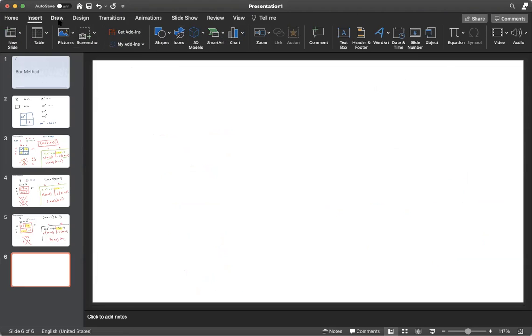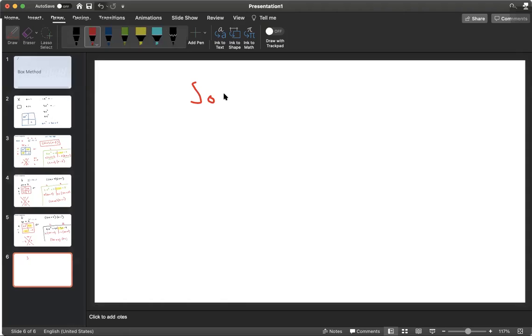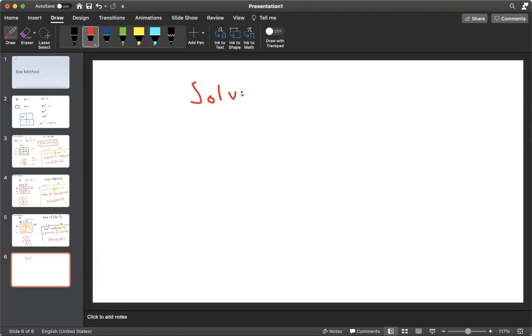Something I want to call attention to is solve versus factor. When we have a factor, an example would be like x minus 2. When we solve, we're going to set that x minus 2 equal to 0. And our solution is x is equal to 2.